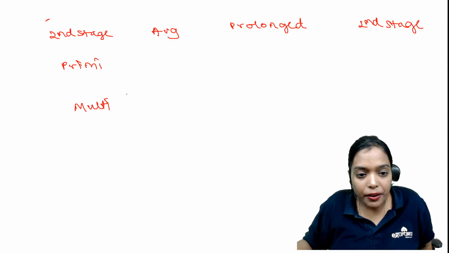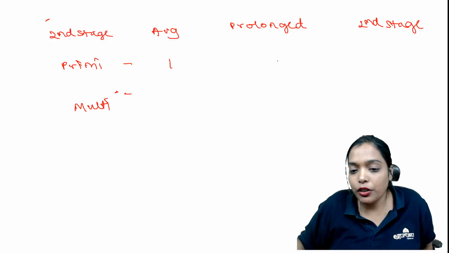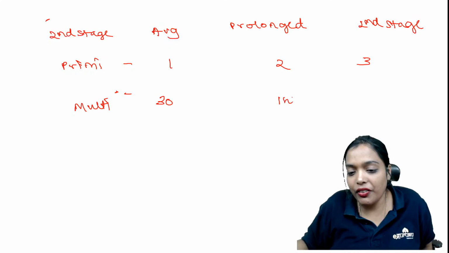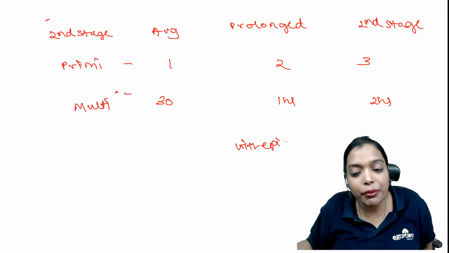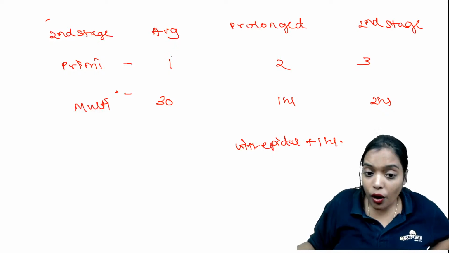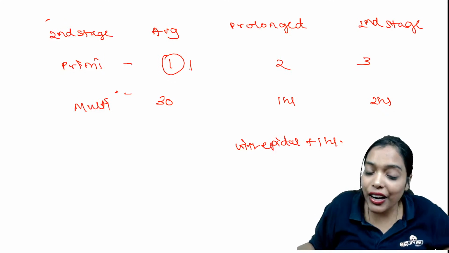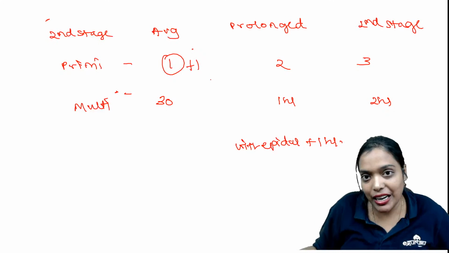So now here, in primary, I want you to remember that it is 1, 2, 3. Next 30 minutes, 1 hour, 2 hours. With epidural, for everything here, it will be plus 1 hour. So, she already completed 1 hour, but it is still fine. You can wait for another 1 hour, right? For her to deliver vaginally.